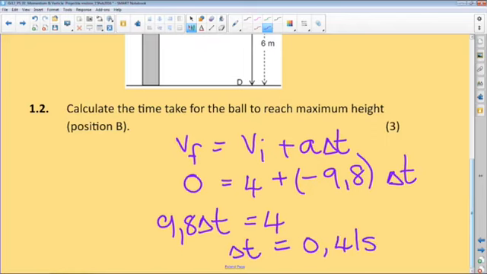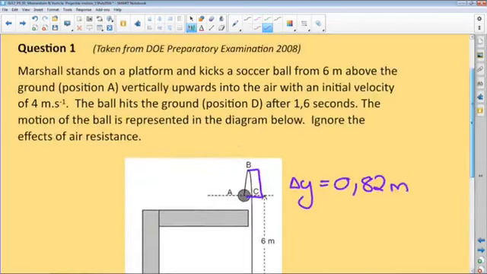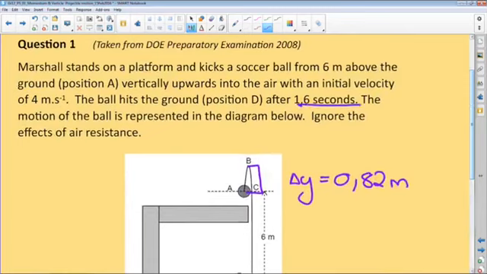Now you go back to the question, you go, well, does that make sense? Considering it only took 1,6 seconds to get down, for it to use 0,41 to get up, that's okay. If I'd got an answer bigger than 1,6, I'd go, ooh, I've made a mistake because that was the total time. All right? There are lots of other questions we can ask you with this, but we're not going to.